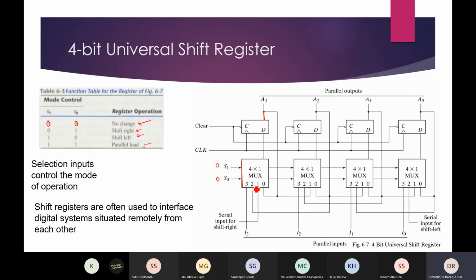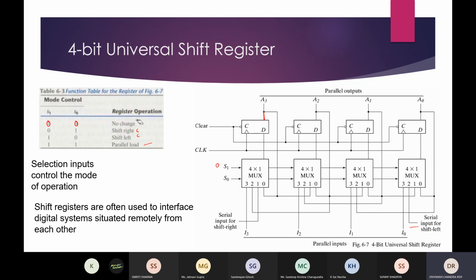For the 1 0 case, see here, this is the serial input for the shift left operation. And if you remember, I told that the left shift register is just the opposite of the right shift register, so it will be just opposite, like this A0 will be going to the input of the other flip flop, and here A1 will be going to the next, so this is an example of the shift left register.